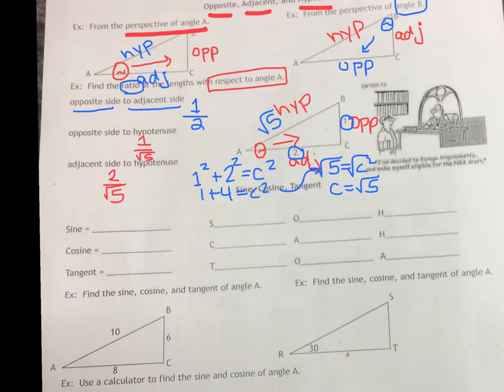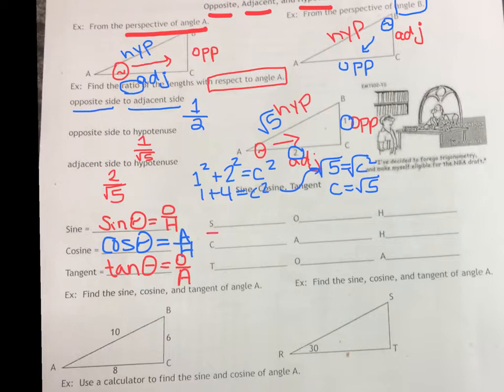Now, let's associate each trig function to its ratio. So the sine of the angle is always going to be equal to the ratio O to H, meaning opposite to hypotenuse. The cosine of the angle is always going to be equal to the ratio A to H, meaning adjacent to hypotenuse. And the tangent of the angle is always going to be equal to the ratio O to A, which is opposite to adjacent.